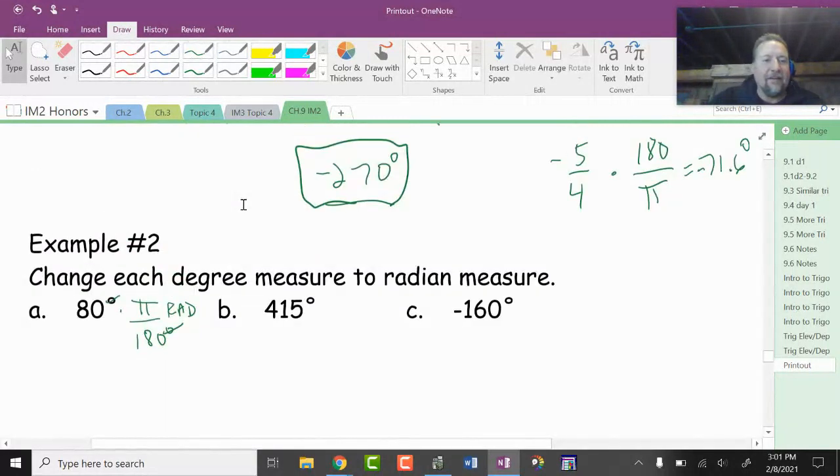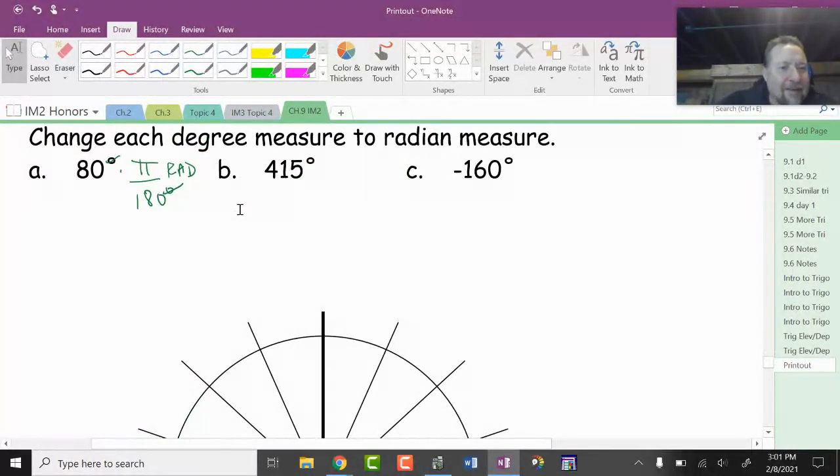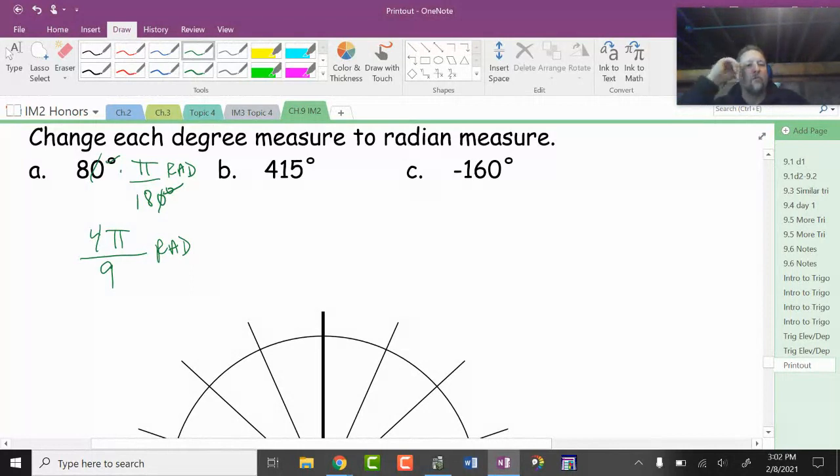Oh, I never calculated that last one. What does this reduce to? 8 goes in 18, so 80 over 180, the 10s cancel, and then 2 goes into this 4 times, and then 2 goes into this 9, so it's 4 pi over 9 radians. That's writing it in exact form.